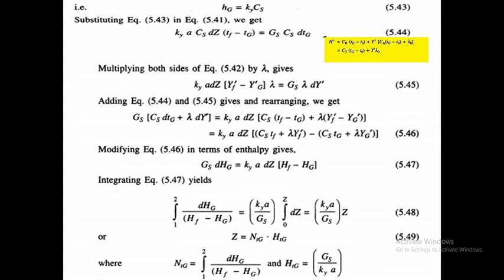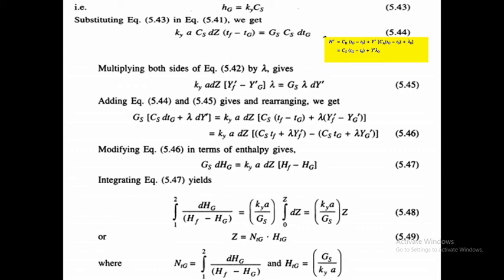So finally we get Ky A D is at, multiplied by Cs into Tf plus lambda into Yf dash minus Cs into Tg plus lambda into Yg dash. So this is equation number 5.46. Modifying equation 5.46 in terms of enthalpy.